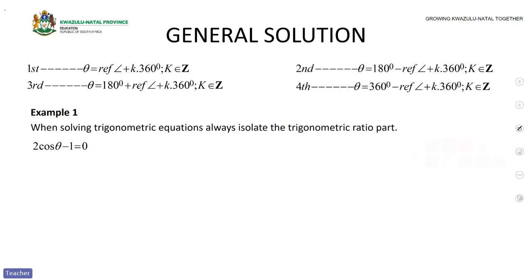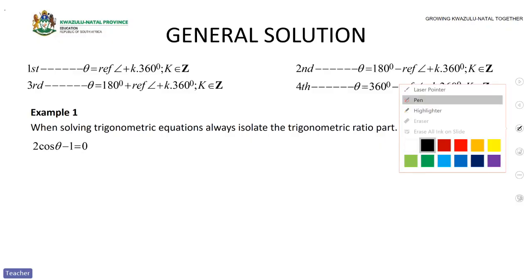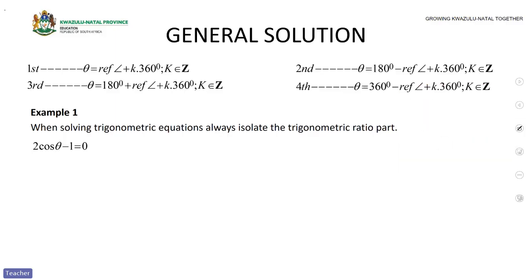I have one of the examples. It's just a basic one. I'm sure we are all familiar with this one. It's from grade 10. In grade 10, when we were introduced to trigonometric equations, we were introduced to an equation which looks exactly the same as the one here. When solving trigonometric equations, we say we always have to isolate the trigonometric ratio parts. So this is the equation. It's like we are warming up for grade 12 equations, but it's important that we start at this level.